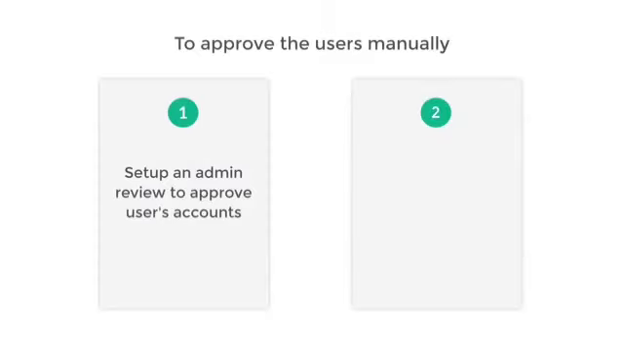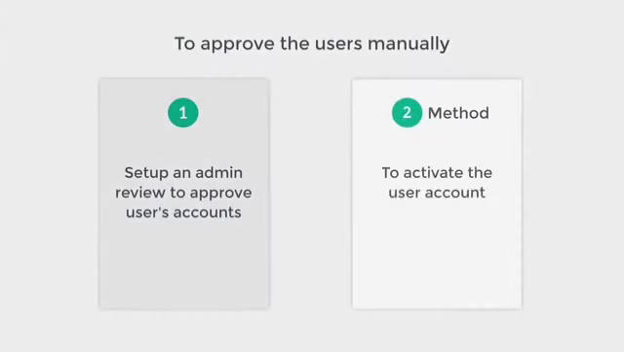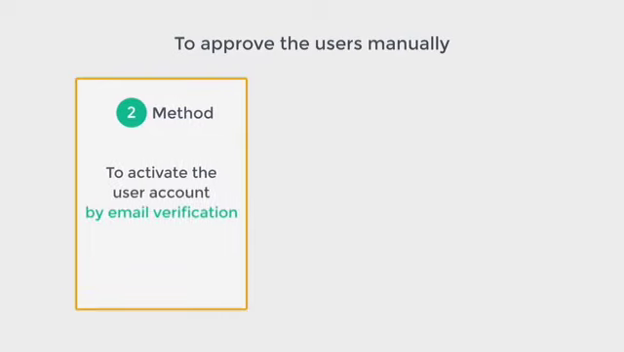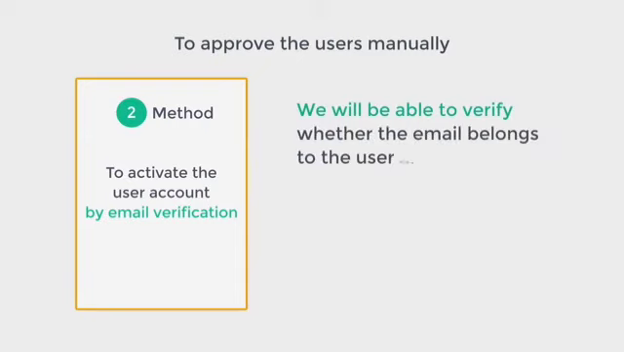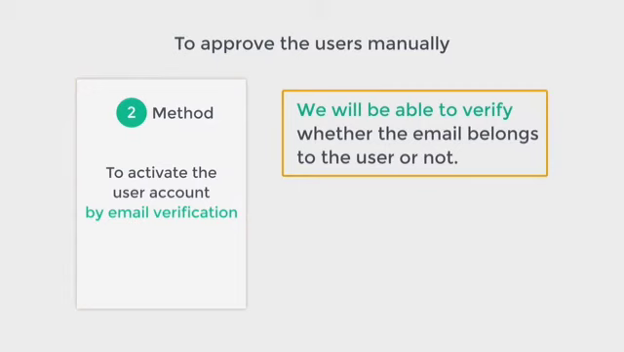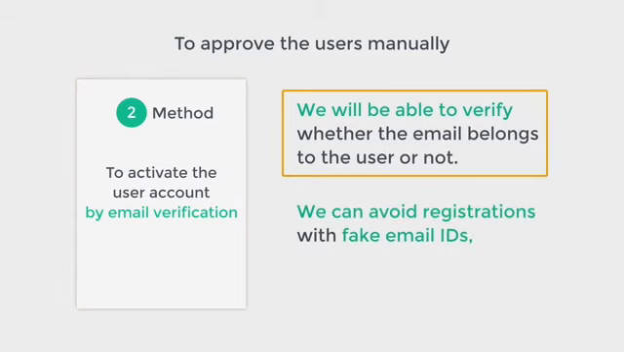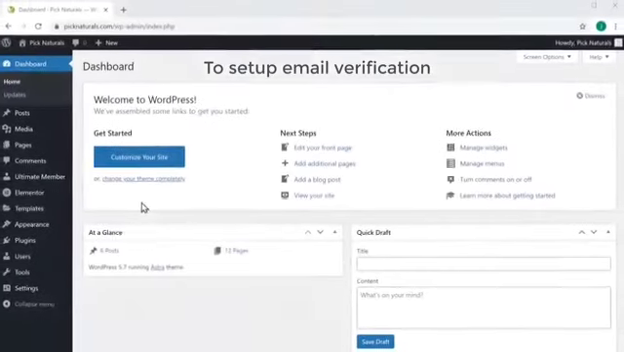Next, let's go to the second method, which is to activate the user account by email verification. Using this method, we will be able to verify whether the email belongs to the user or not. By doing this, we can avoid registrations with fake email IDs and emails which are used for spam. So to set up email verification, let's go to our WordPress dashboard.